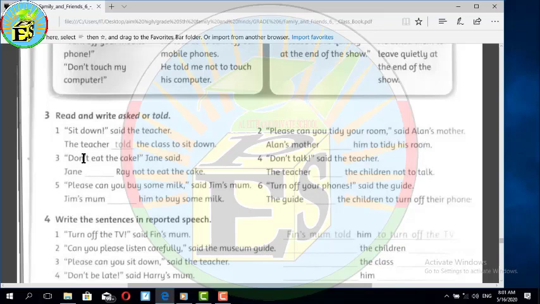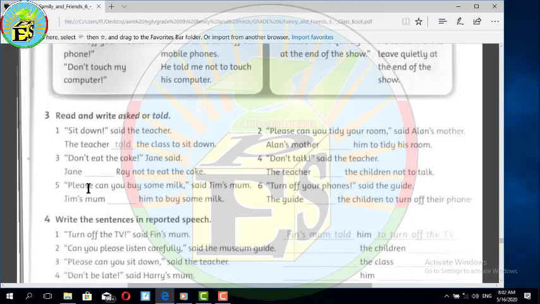Number 3, don't eat the cake. Jane said. Jane told Ray not to eat the cake. Very good. This is a command, imperative. Number 4. Don't talk, said the teacher. The teacher told the children not to talk. Excellent.